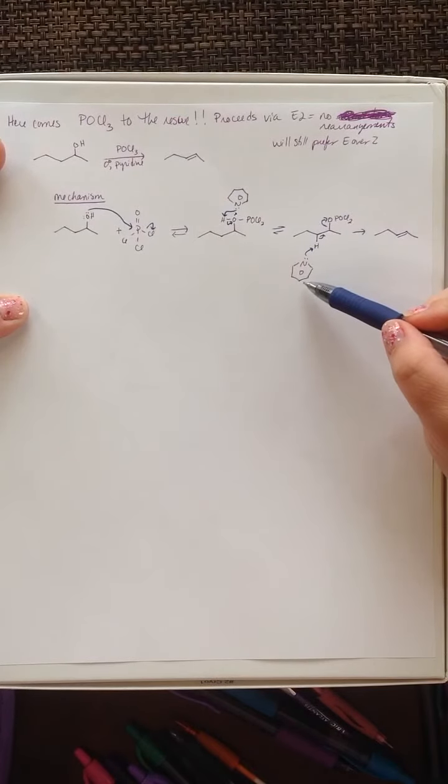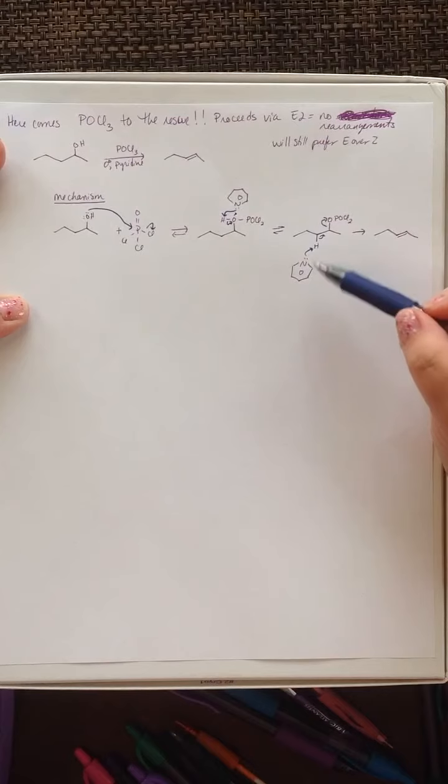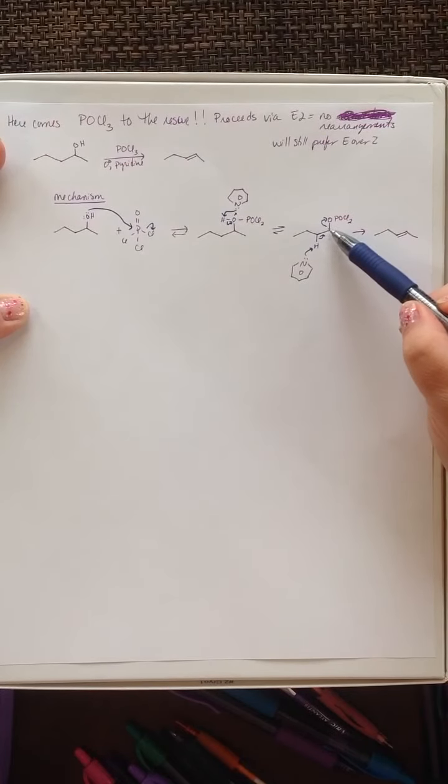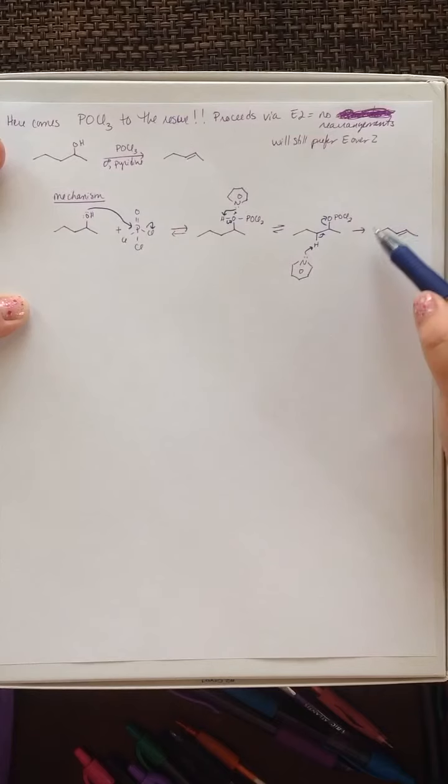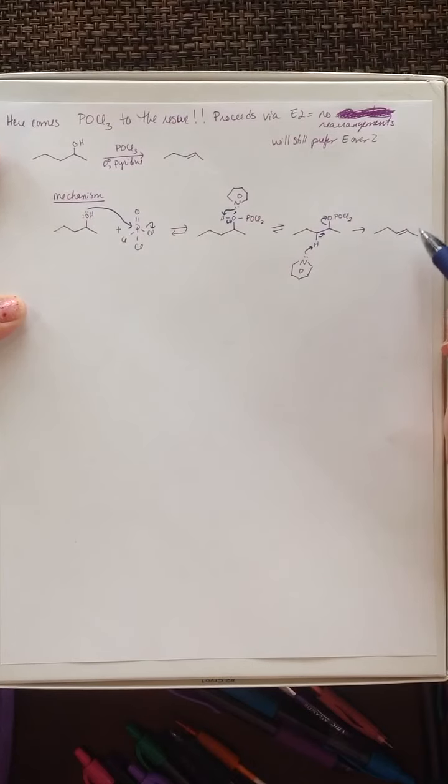You purposely want to drive it by having extra pyridine in this reaction because it's required as a base to come and abstract a hydrogen that's next to that POCl3, that leaves, and you end up with your Zaitsev elimination right there.